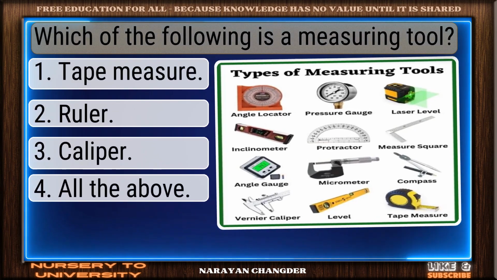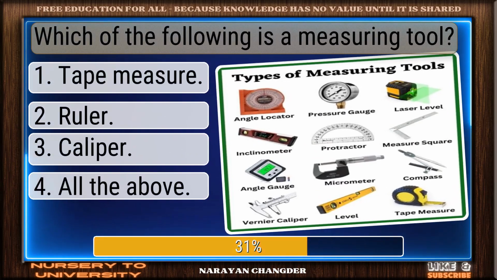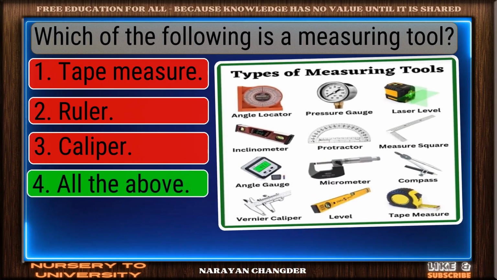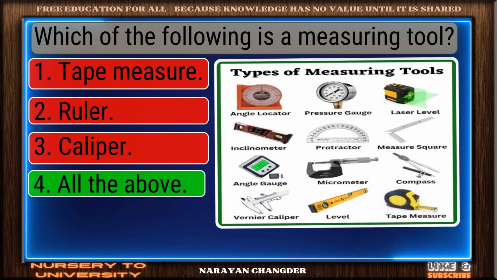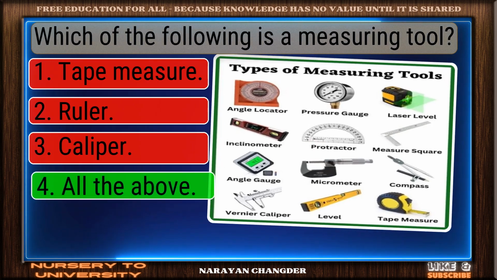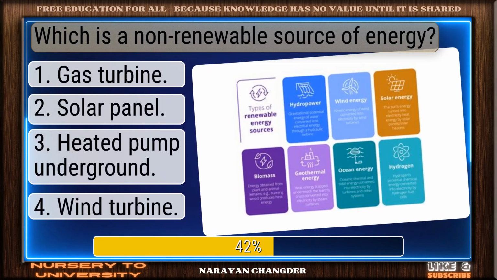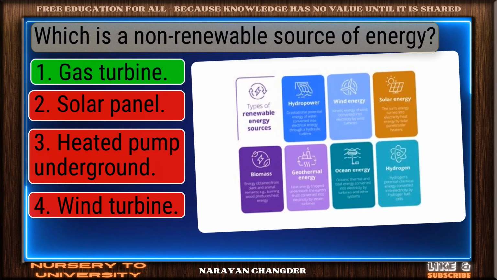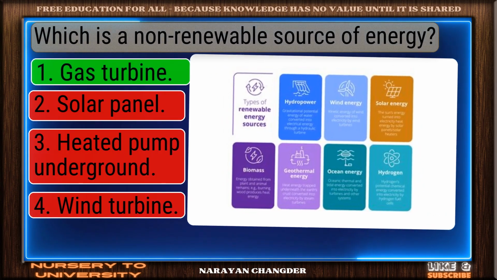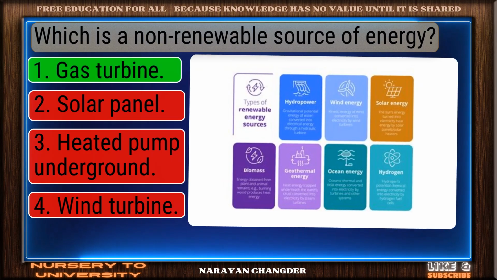Which of the following is a measuring tool? Right again. All the above is a valid answer. Which is a non-renewable source of energy? You're right. Gas turbine is the correct answer.